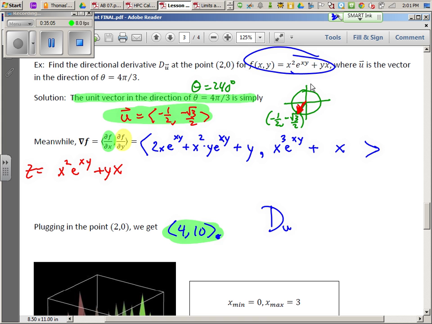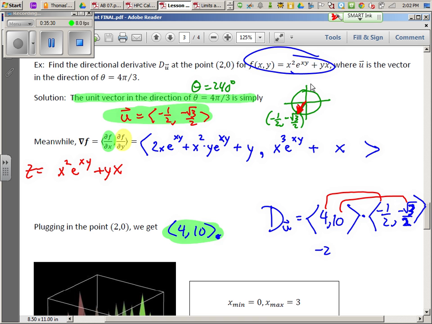The directional derivative is 410 dotted with negative 1/2, negative root 3 over 2. How do you do a dot product again? Multiply and add, right. So we multiply the x's together, which gives me negative 2. Multiply the y's together, which gives me negative 5 root 3.